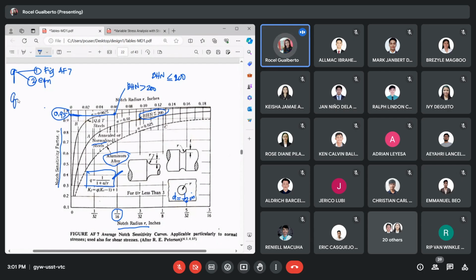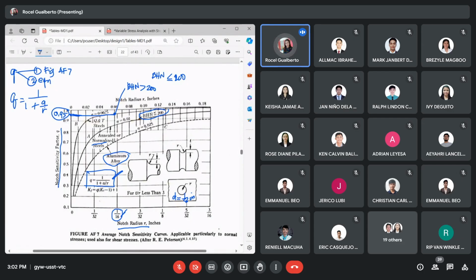q is equal to 1 over (1 plus a over r). This is the equation: 1 over 1 plus a over r. r again would be the notch radius. So if our sample is still 1 over 16, what then is a? a is a constant for a type of material, and we can see the value of a also in figure AF7.